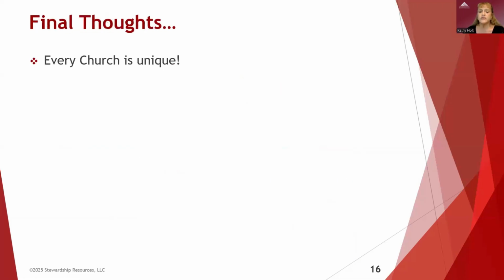Let me just go over some final thoughts with you. The biggest one is every church is unique. There is no one chart of account setup that's going to work for every church. What you do is you determine what reports you need, and then you back into the chart of accounts.